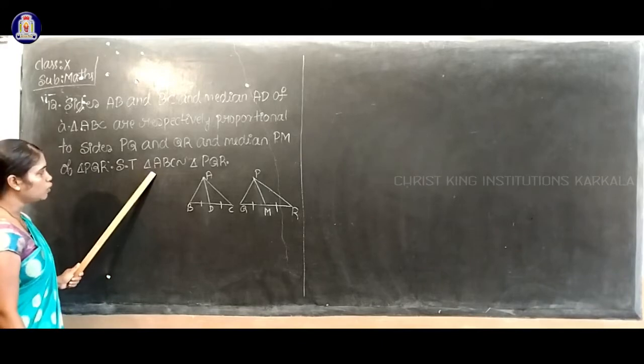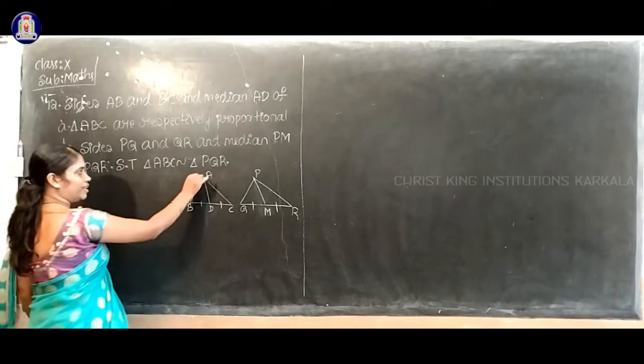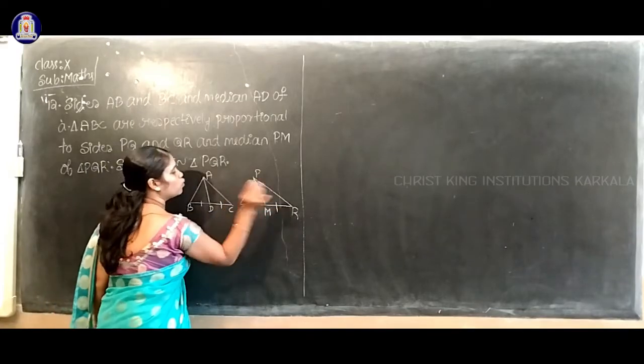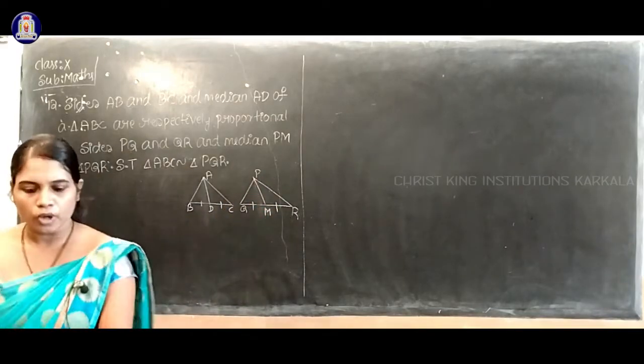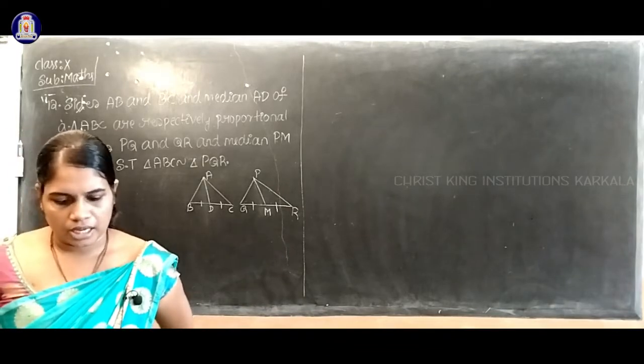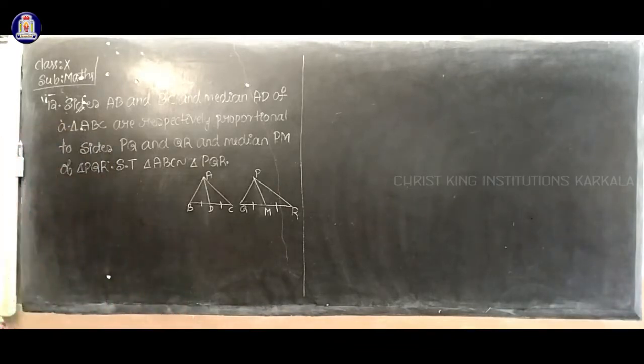Okay, what do you have to prove? You have to prove triangle ABC is similar to triangle PQR. This is what you have to prove. Okay, so first I'll write the given data.